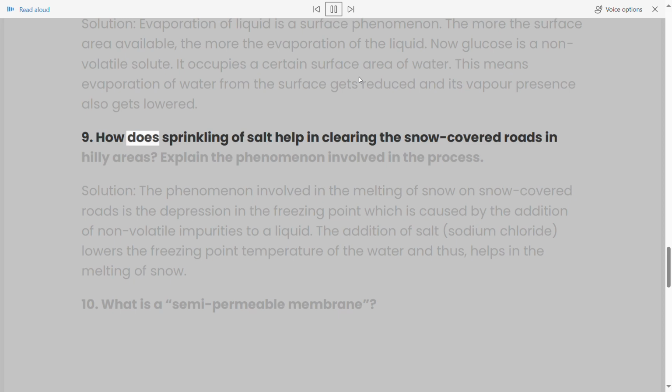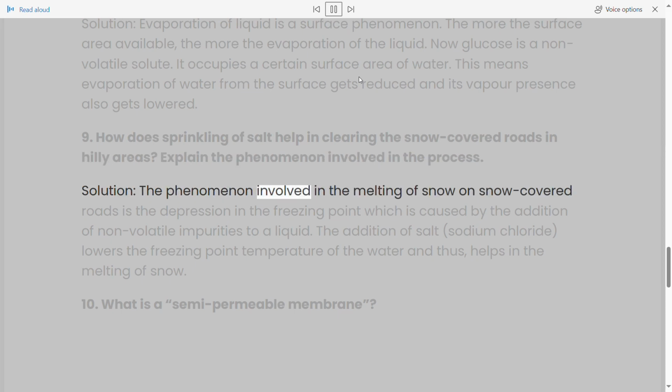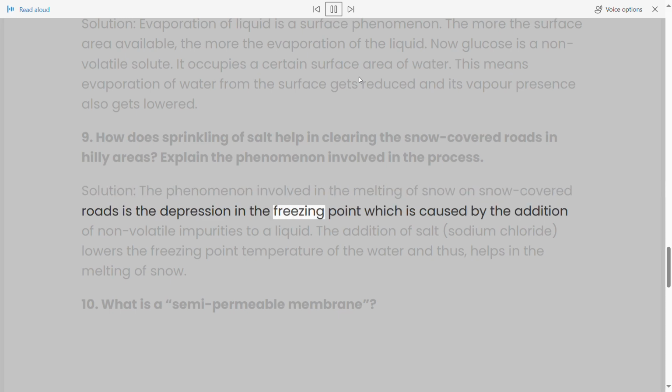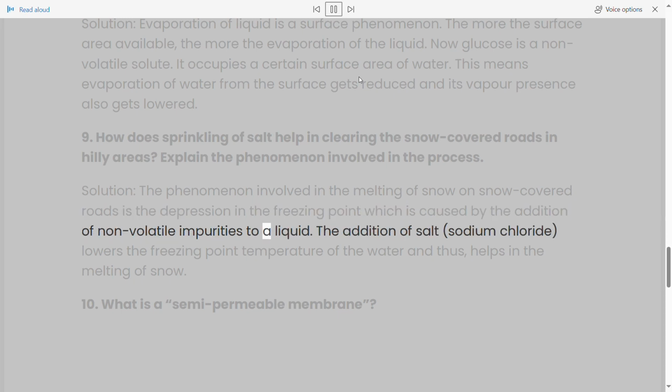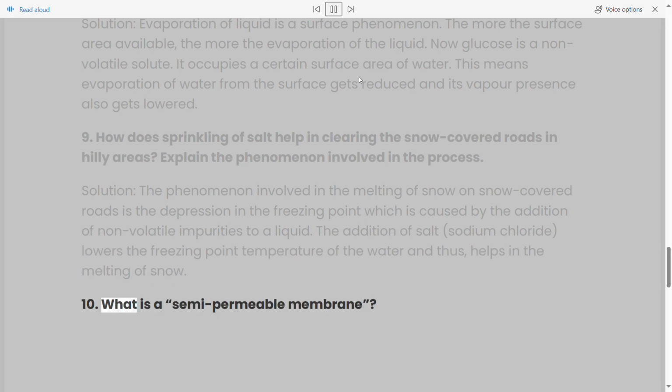9. How does sprinkling of salt help in clearing the snow-covered roads in hilly areas? Explain the phenomenon involved in the process. Solution. The phenomenon involved in the melting of snow on snow-covered roads is the depression in the freezing point, which is caused by the addition of non-volatile impurities to a liquid. The addition of salt, sodium chloride, lowers the freezing point temperature of the water and thus helps in the melting of snow.